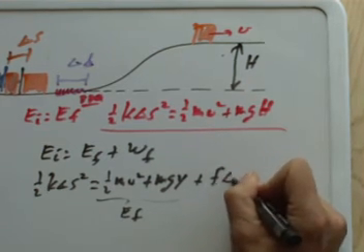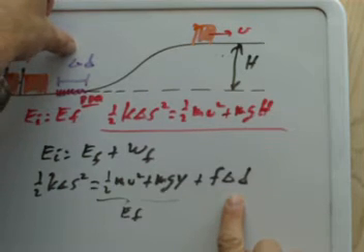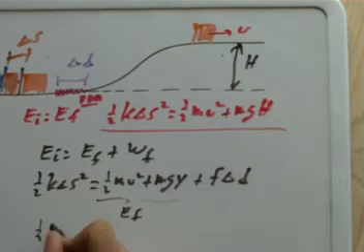And I know that the work due to friction here is something like the frictional force times the delta D. And this delta D is the same delta D as this one right here. That's the length of the frictional patch. So if I just continue the problem, I think we'll just wrap it up here.